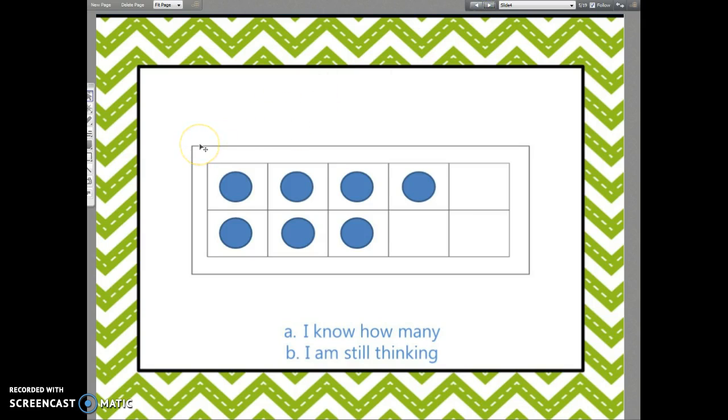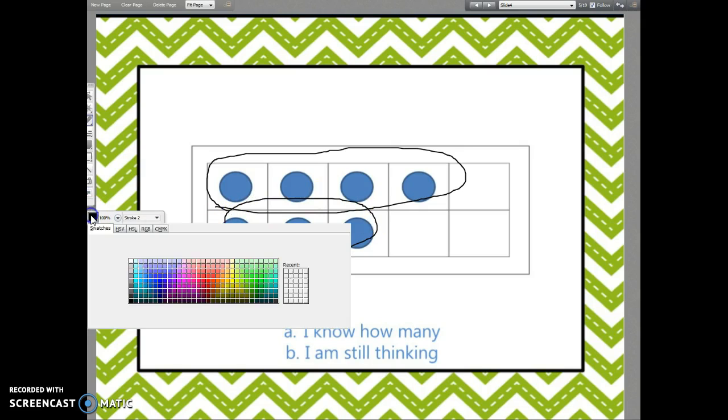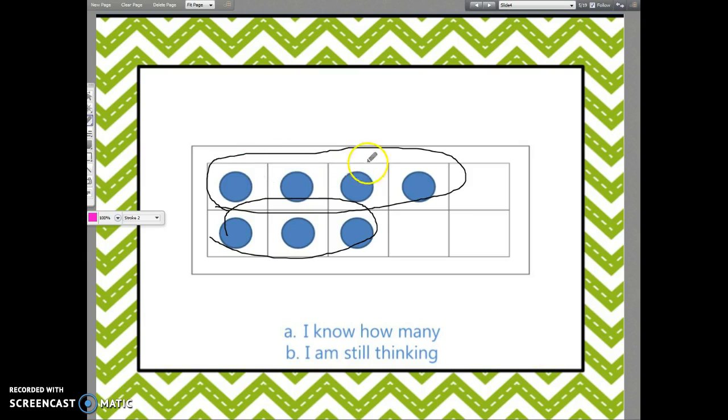So I want you to take just a second and look at this 10 frame and tell me how many you see and how you see it. You are exactly right. There are 7. Some of you might have seen it 4 plus 3. Others may have seen 6 plus 1.